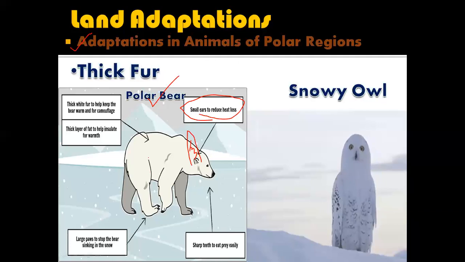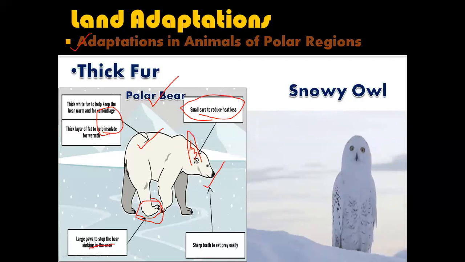As well as, they have thick white fur to camouflage in the snow, to hide in the snow so that no predator can prey on them. And thick fur keeps their body warm for a longer period of time. To insulate means to reduce the heat loss from their body. They also have large paws, large flat feet, so that they do not sink in the snow and can move properly, as well as sharp teeth to prey easily.